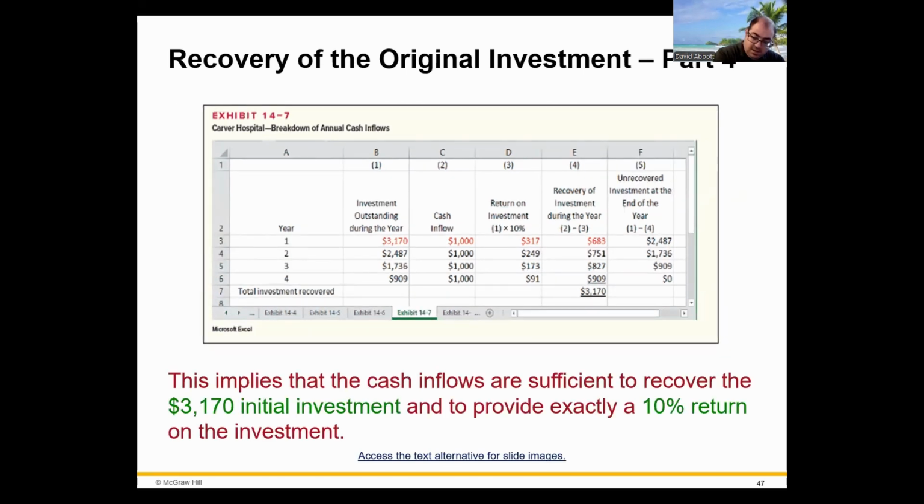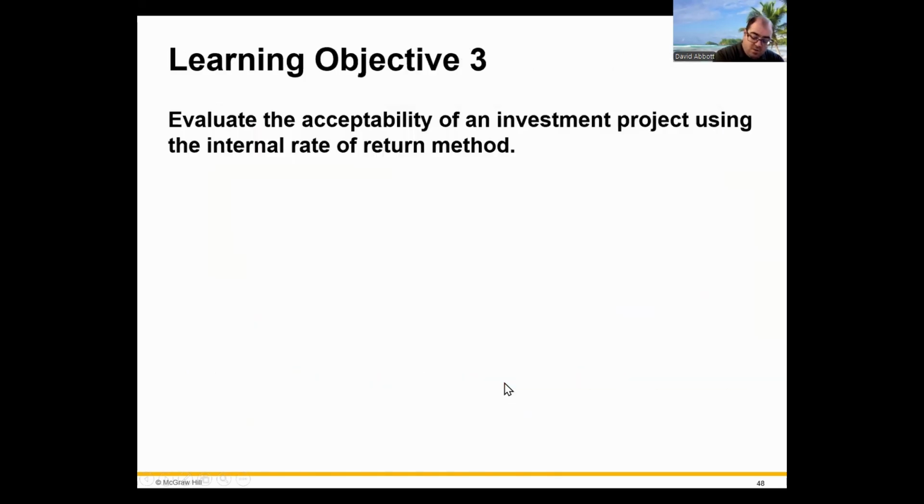Now, this implies that the cash inflows are sufficient to recover the $3,170 initial investment and provide exactly a 10% return on the investment. And so it does that. So you're taking 10% of the amount outstanding. That's where you're getting that. So you're subtracting that from the inflow in order then to come up with how much is being recovered. So doing that, then it would be.